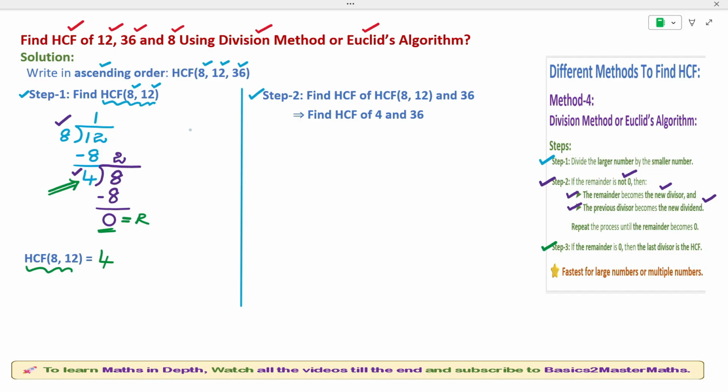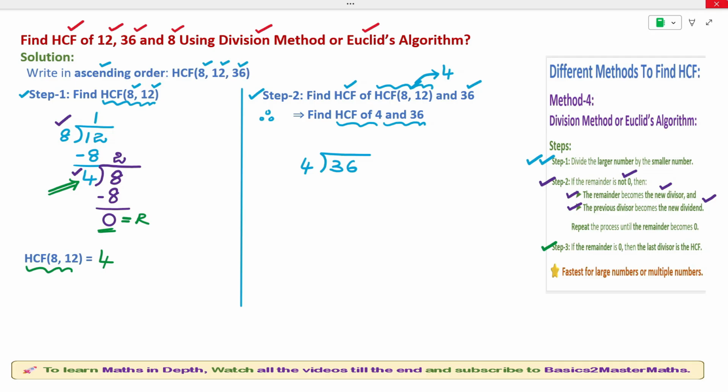Step 2. Find HCF of 8 and 12 and 36. We know that HCF of 8 and 12 is 4. Therefore, find HCF of 4 and 36.